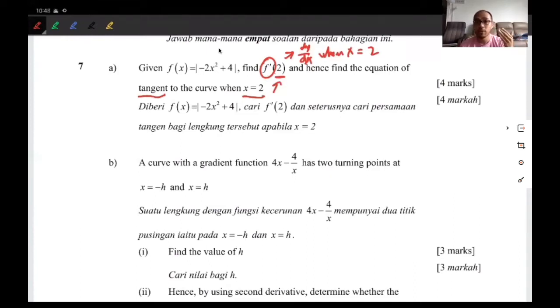When you find it at the point of x equals 2, the step is still the same. Differentiate, substitute, and that value over there is the gradient. And then you do y equals mx plus c. I repeat: differentiate, substitute the value of x to find the value of the gradient, and then y equals mx plus c. So how do you differentiate an equation that has a modulus?